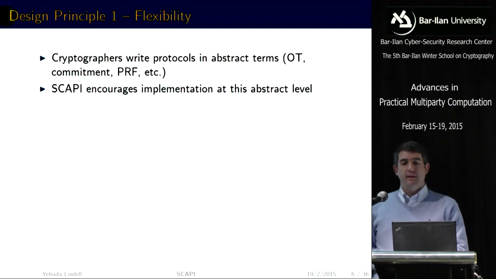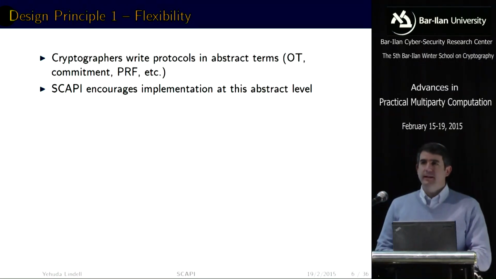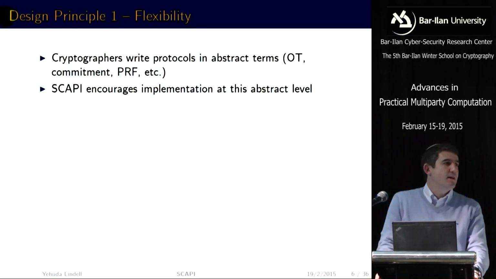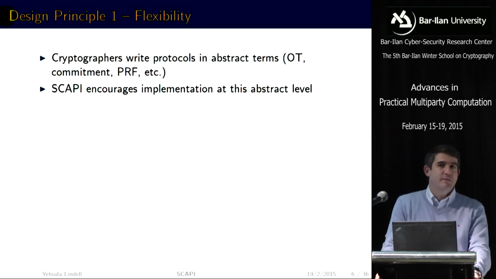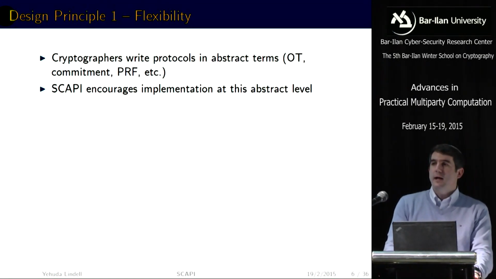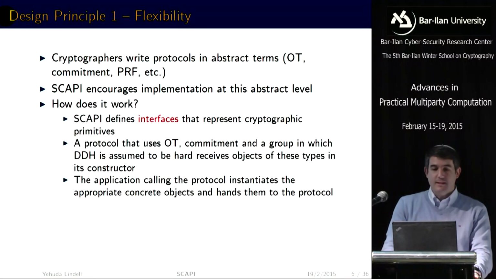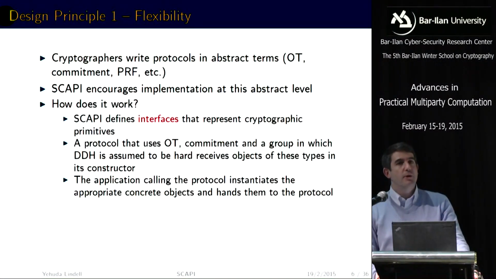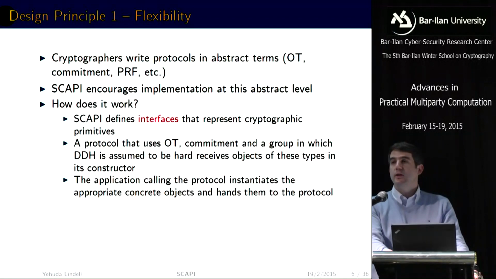So one was flexibility. When we write a paper, we're speaking in the language that we cryptographers typically like to speak in. So we'll talk in abstract terms about oblivious transfer, commitments, pseudorandom functions. And SCAPI actually encourages implementation at this abstract level. So it defines the interfaces which represent cryptographic primitives, and then a protocol that uses oblivious transfer, a commitment in, say, a group where DDH is hard, can actually just take objects of that type.